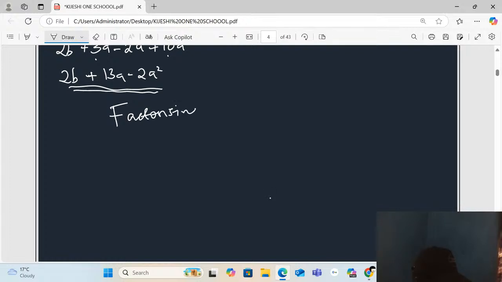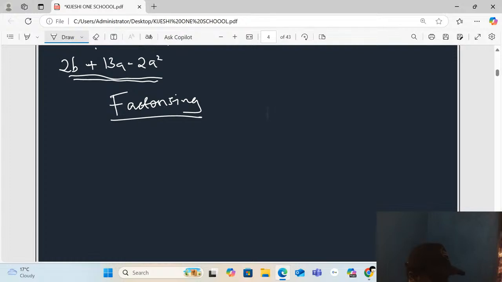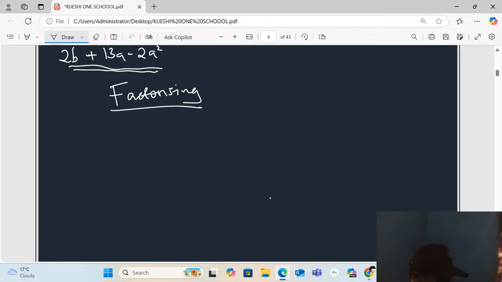Factorizing. We're still looking at the algebraic expressions. Let us look at a few examples on factorizing. And the question reads, factorize each of the following.